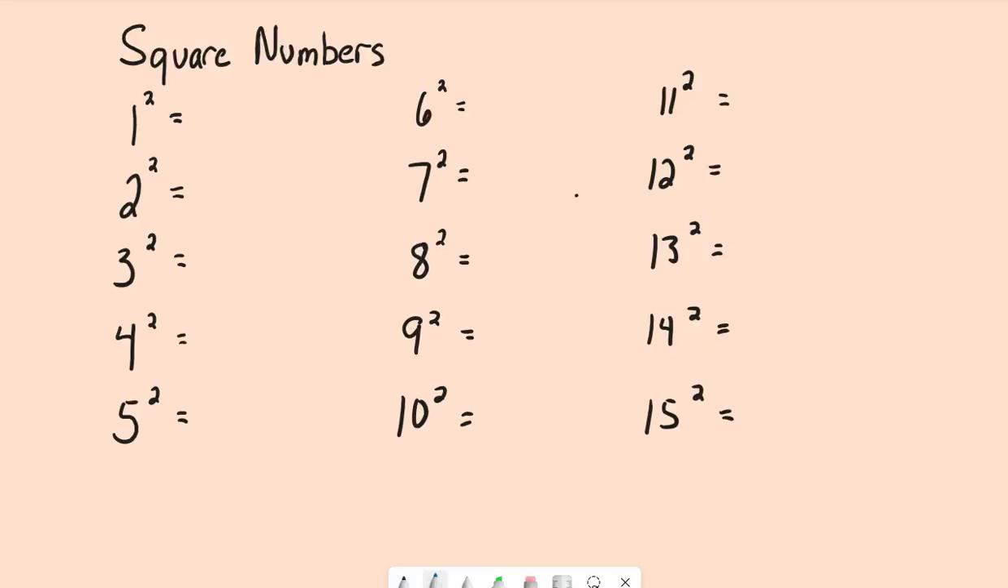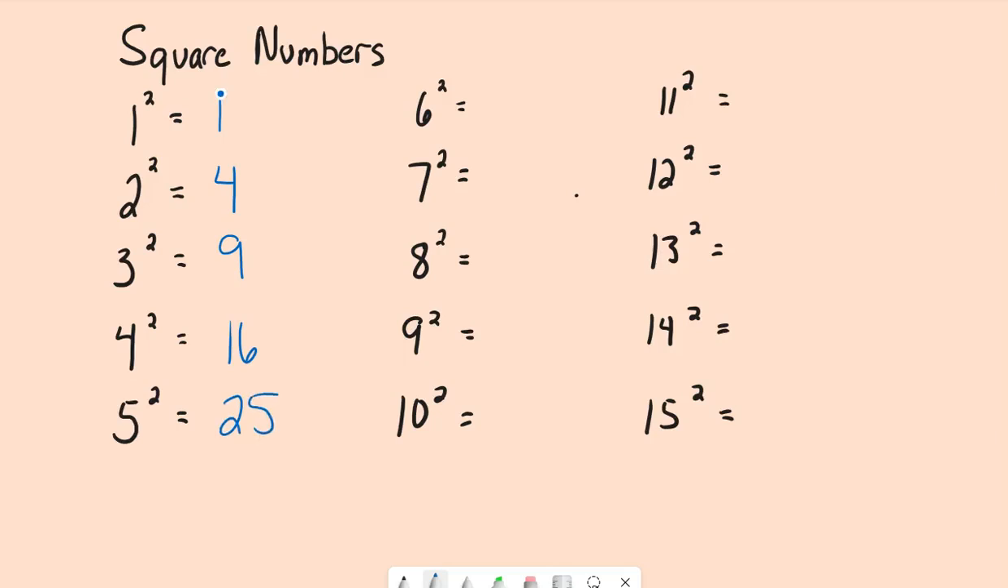So when you're simplifying radicals, it's really helpful if you have the square numbers memorized. We're only going to do up to 15, but it's really good if you can do it up to 25. To get a square number, you just square the number. So 1 squared is 1. So 1 is the first square number. 2 squared, that's 4. That's the next square number. 3 squared, that's 9. 4 squared, 16. And 5 squared, 25. So those are your first 5 square numbers.